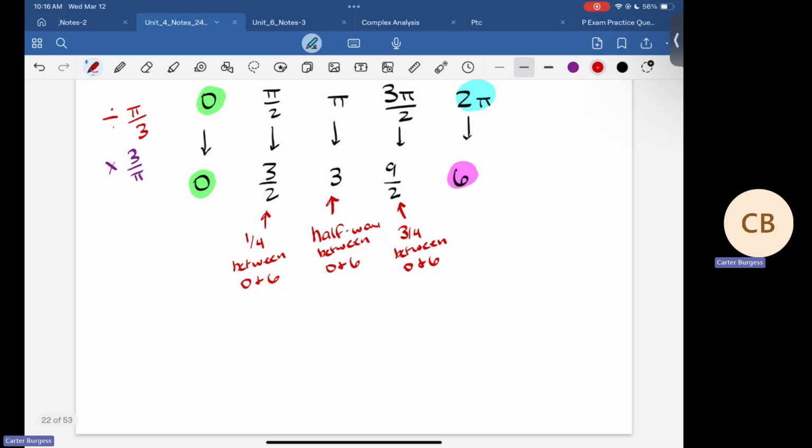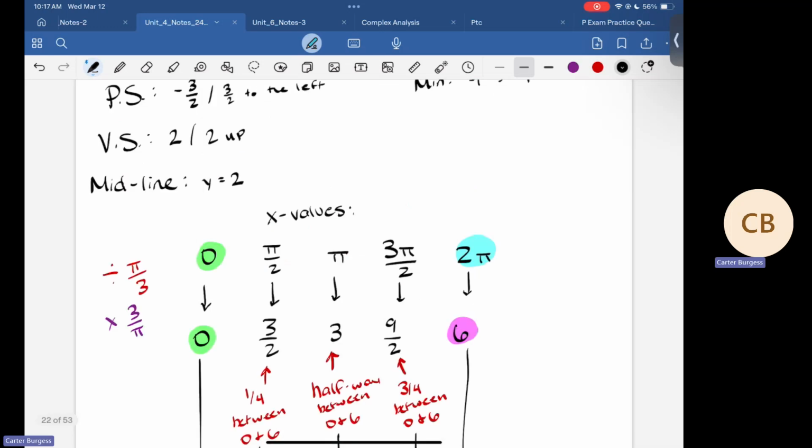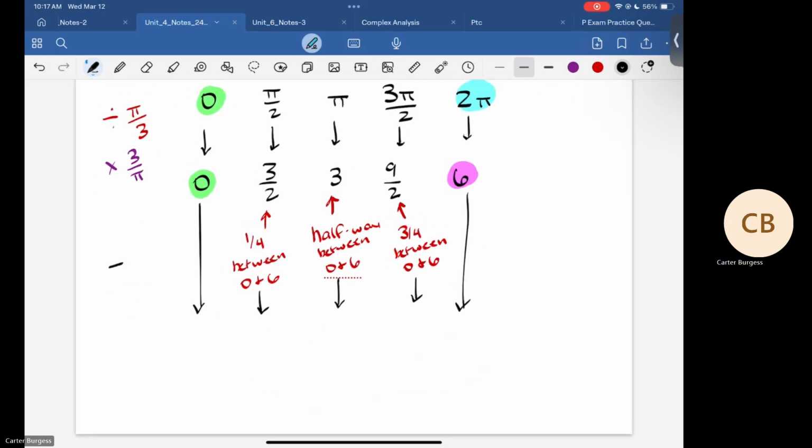Okay, and then we need to apply our shift. So what's the second layer of transformation that we're going to apply here? Yeah, we're going to do the minus 3/2. I get negative 3/2, 0, positive 3/2, 3, and 9/2. Worked out pretty nicely.